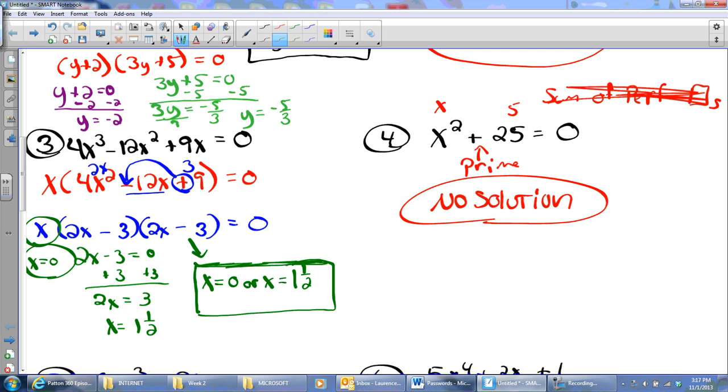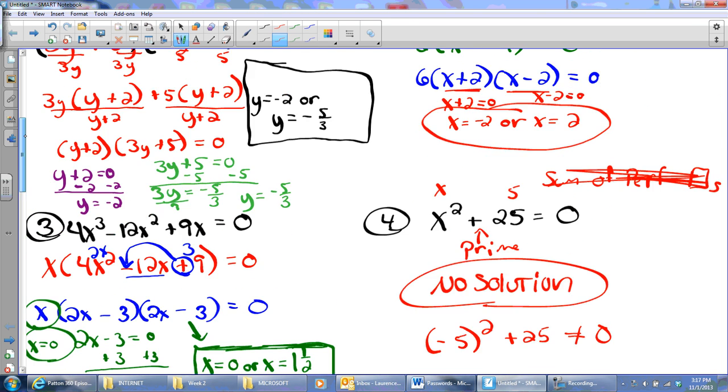The equation is not prime. The expression x squared plus 25 is prime, meaning it can't be factored. But there is no solution for x. There is no number I can put in and square it. Like if I put -5 in and square it and add 25, that will not equal 0. No way, no number.